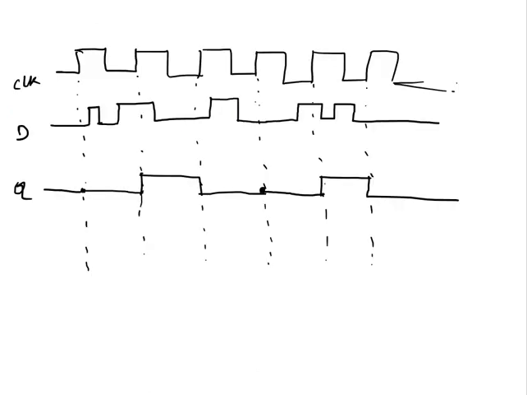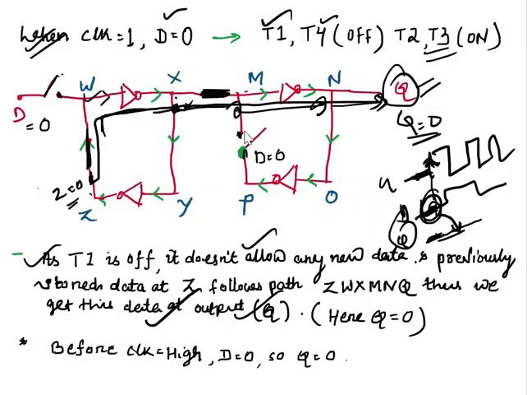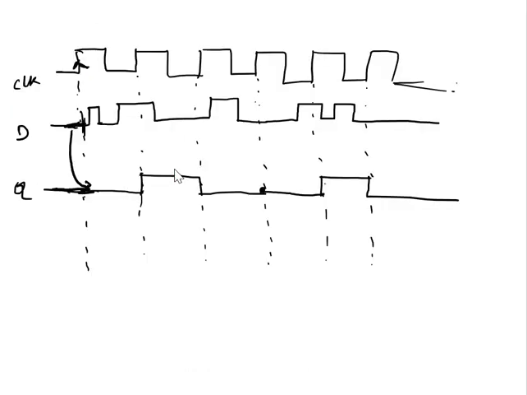This one here, when clock equal to 0, before this clock edge comes, D equal to 0. So when clock equal to 1 comes, the same data, D equal to 0 data, will reach Q, the output of flip flop, this one, okay. Then it will remain there.